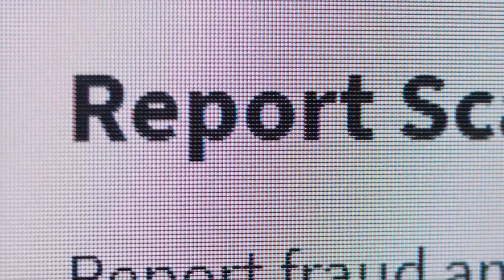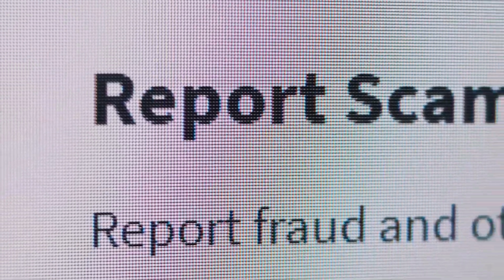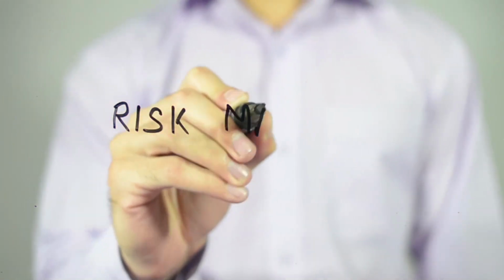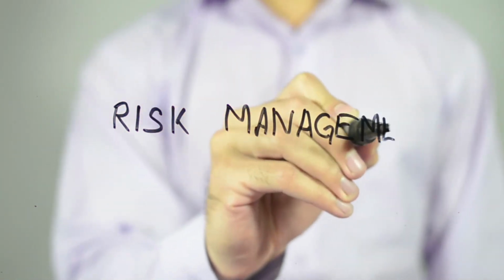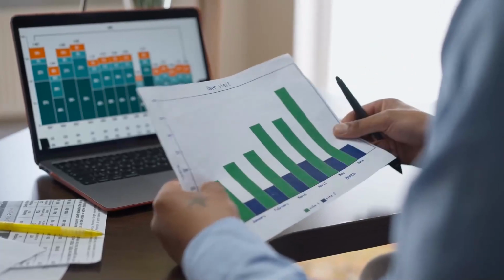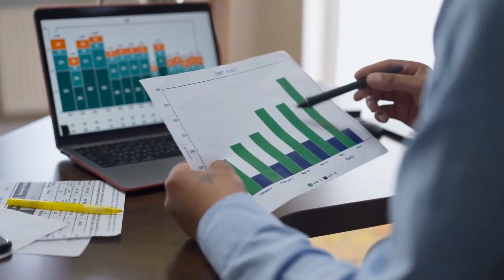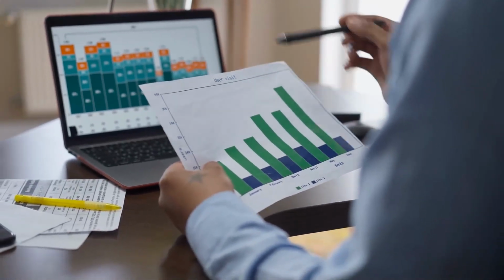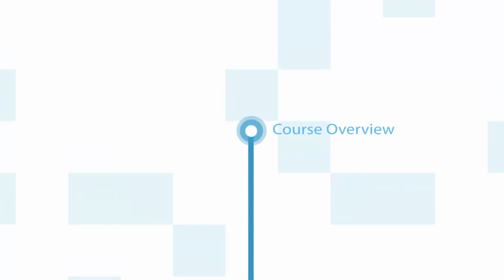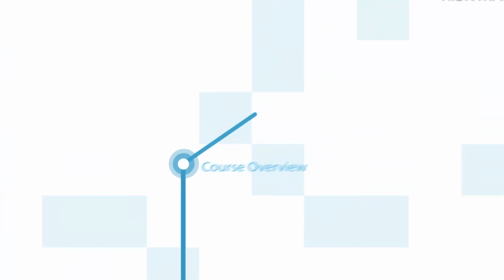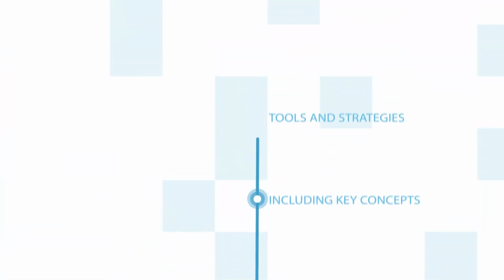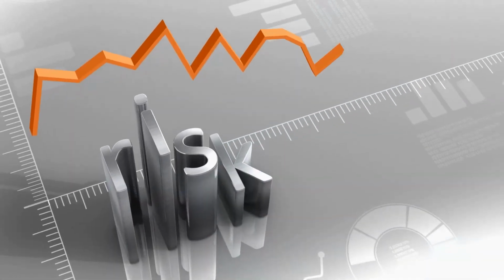Unfortunately, many people fall victim to scams and fraudulent schemes in the trading world, which can further amplify the risk involved. That's why risk management is such a crucial aspect of successful trading. By understanding and implementing risk management strategies, traders can protect their capital and achieve long-term success in the markets. This course will provide you with a comprehensive overview of risk management, including key concepts, tools, and strategies that you can use to manage risk effectively.